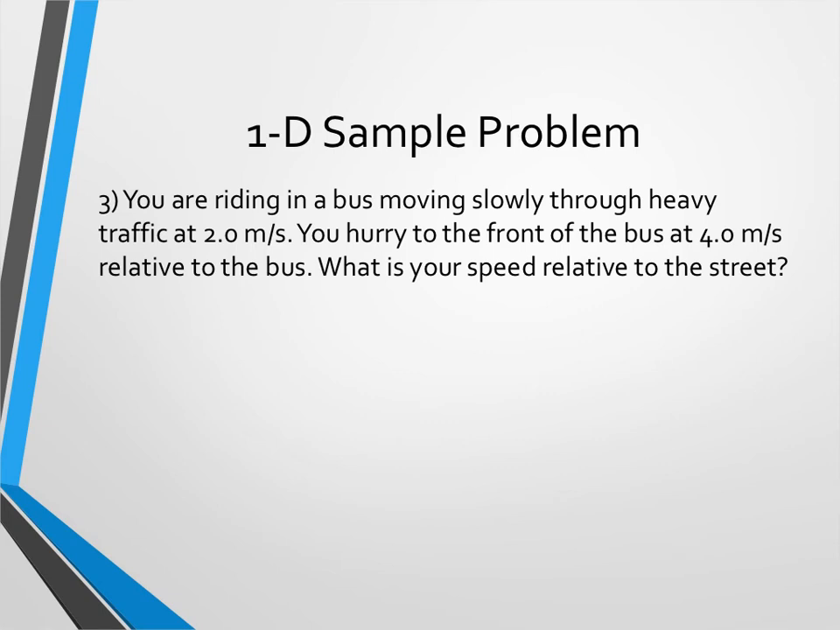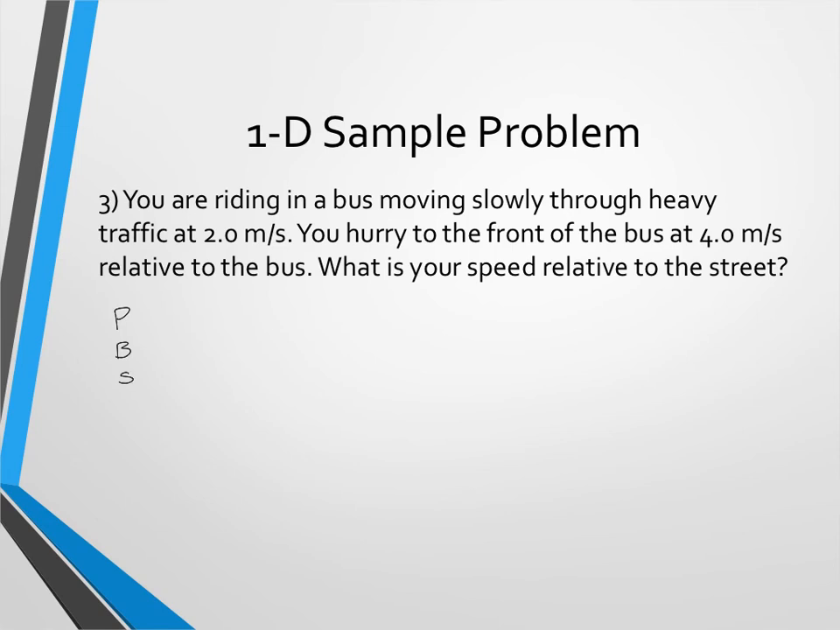And here's our last example. Here you're riding in a bus moving slowly through heavy traffic at 2 meters per second. You hurry to the front of the bus at 4 meters per second relative to the bus. What is your speed relative to the street? So there's U. Let's put P for person. Let's put B for bus and S for street.